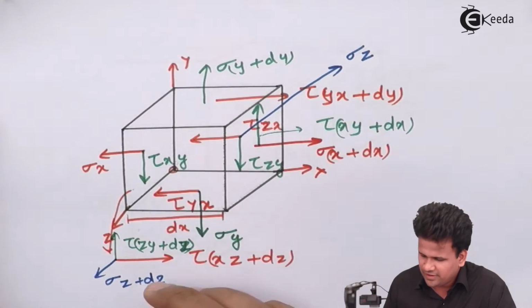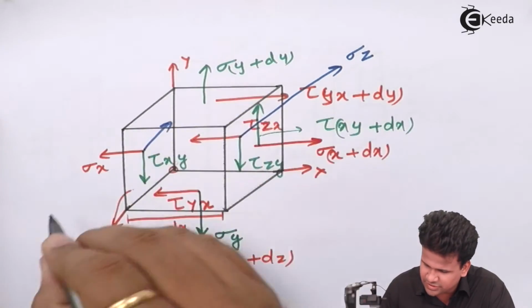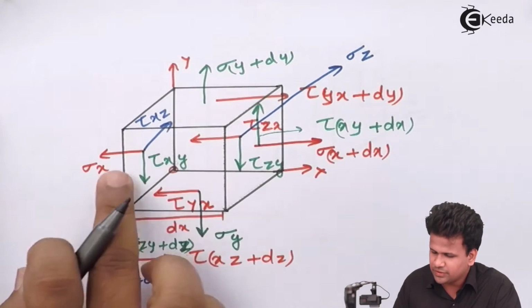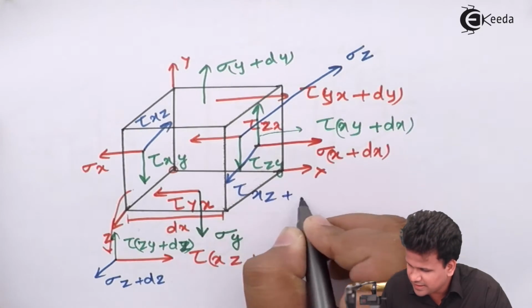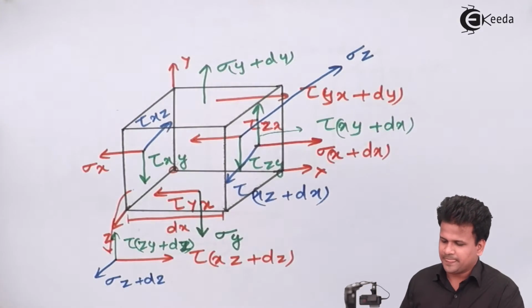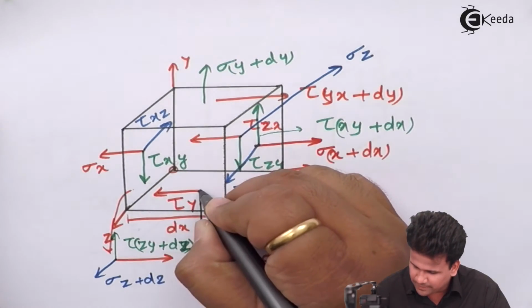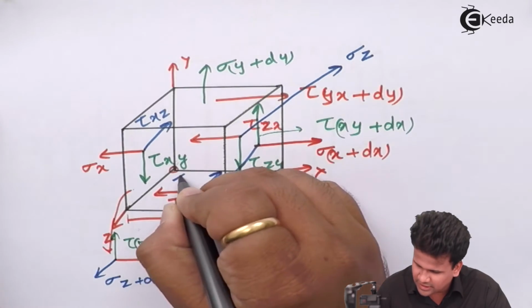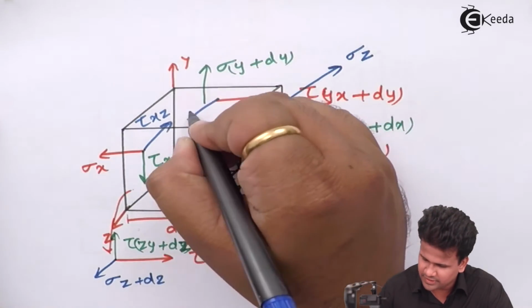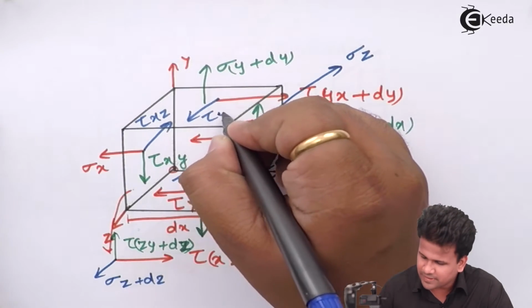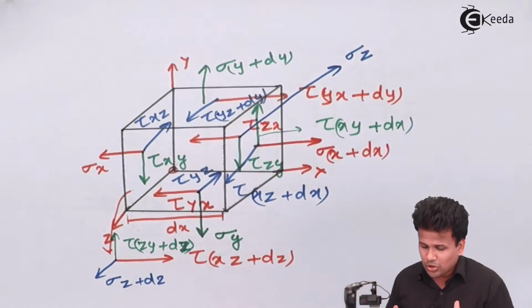Now let us see the next part, x plane z direction. So this is x plane z direction: tau of x plane z direction at the origin, and over here tau of x plane z direction plus dx. Now the distance between them is dx, and the last part over this is the y plane. In the y plane, this is tau of y plane z direction, and over here tau of y plane z direction plus dy. So we have seen all three types of stresses on all three types of planes.